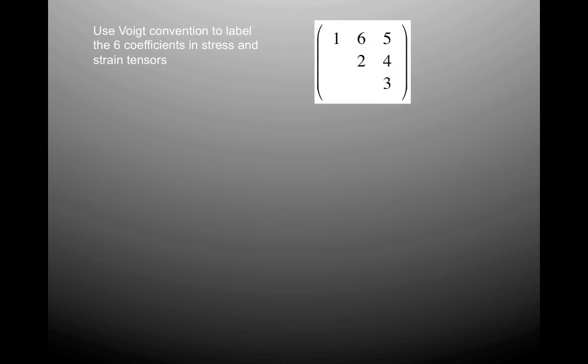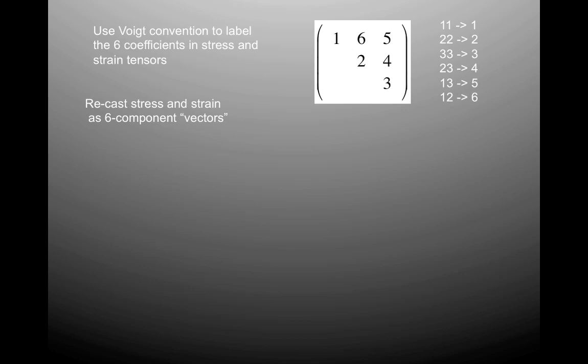Now we'll use a Voigt convention to label the 6 independent coefficients in either the stress or the strain tensors. And here's how you do that. Go down the diagonal with 1, 2, 3, and then circle around counterclockwise for elements 4, 5, and 6. Thus, indices 1,1 maps to Voigt notation 1, 2,2 to 2. The 2,3 index goes to Voigt notation 4, and so on, down to 1,2 going to Voigt notation 6. So we can recast stress and strain, which are tensors 3 by 3, into a 6-component pseudo-vector.